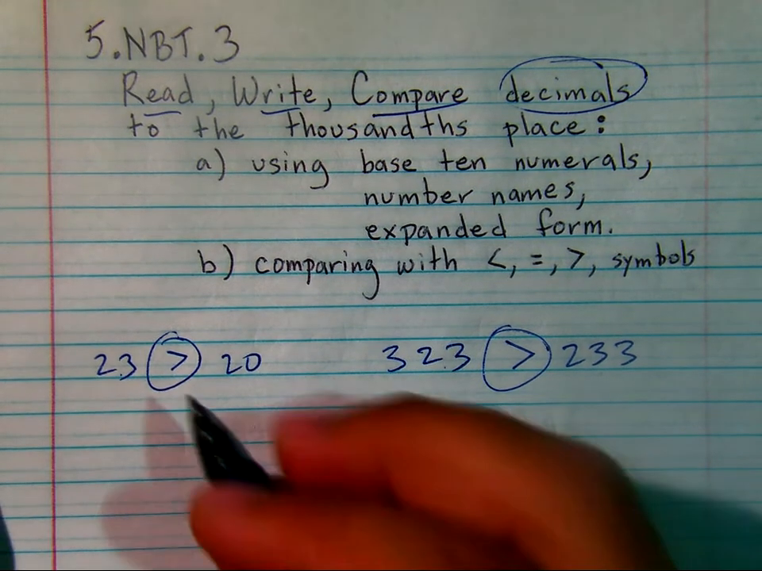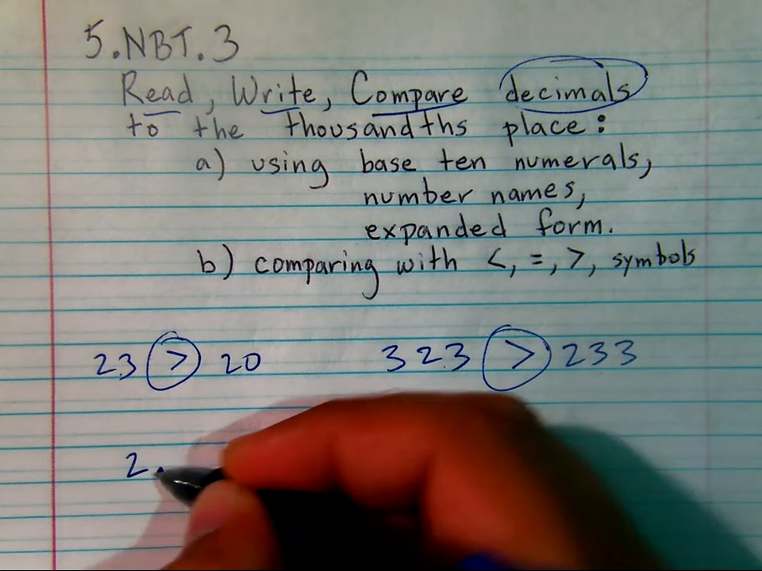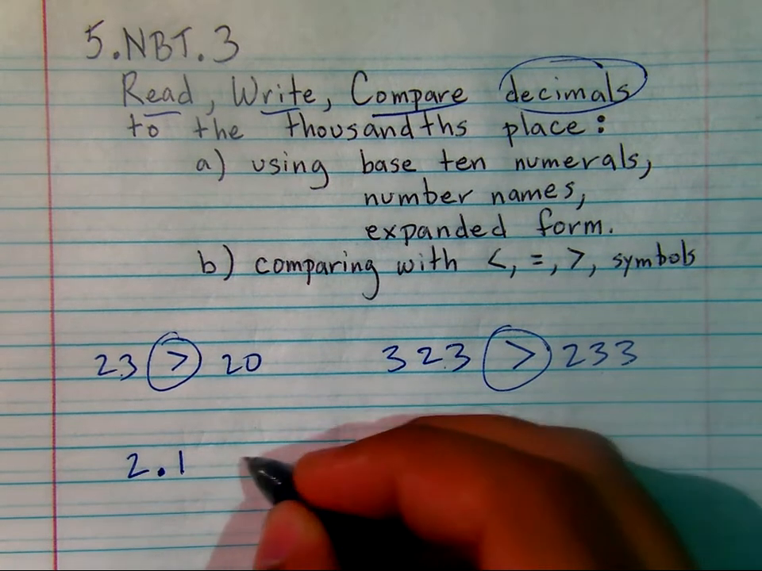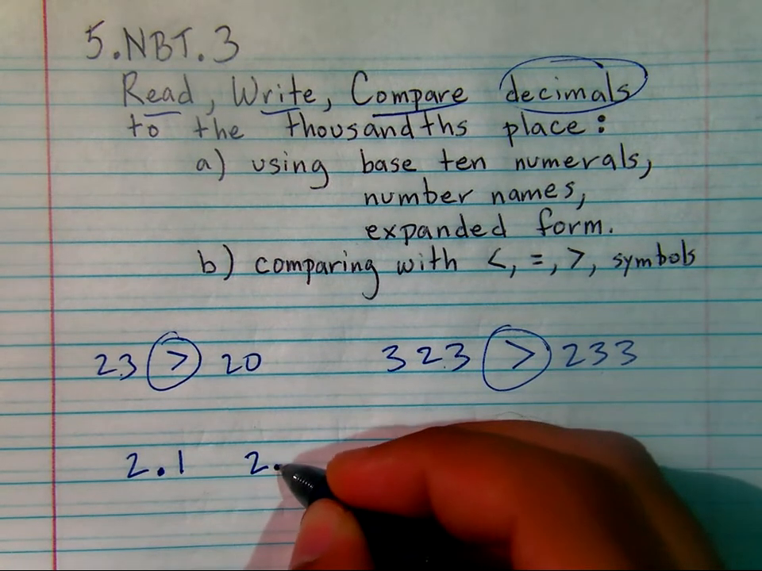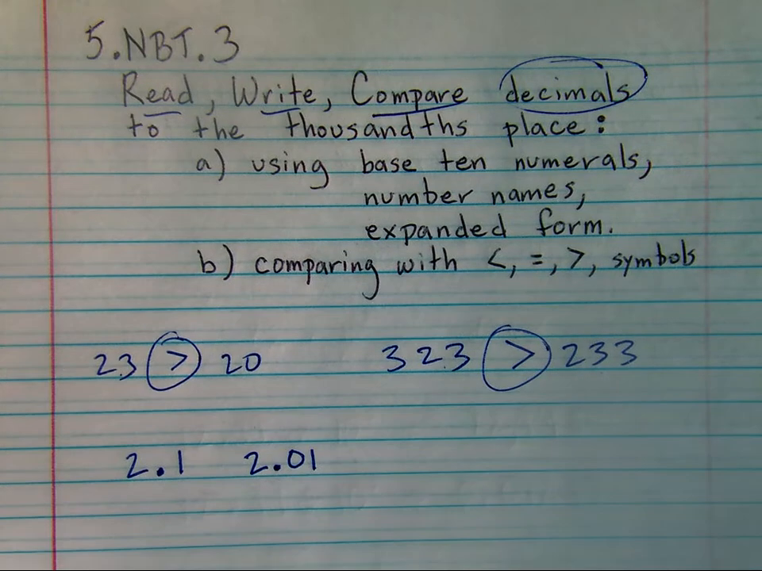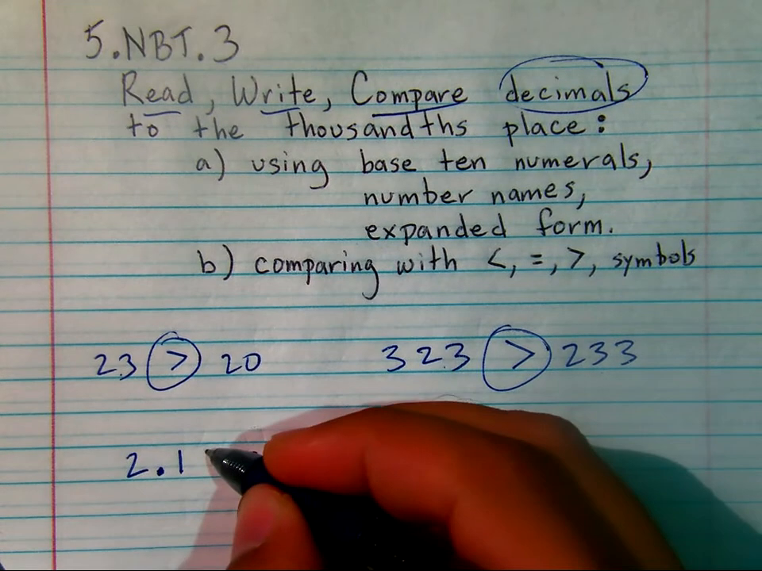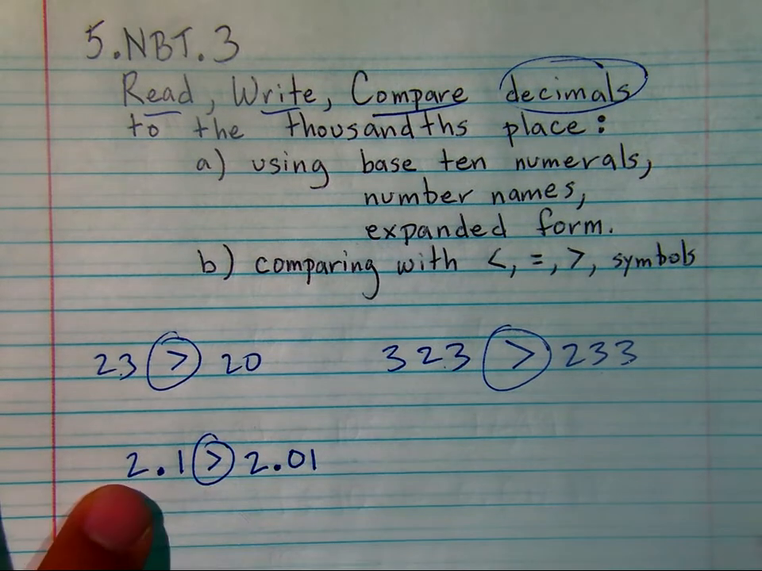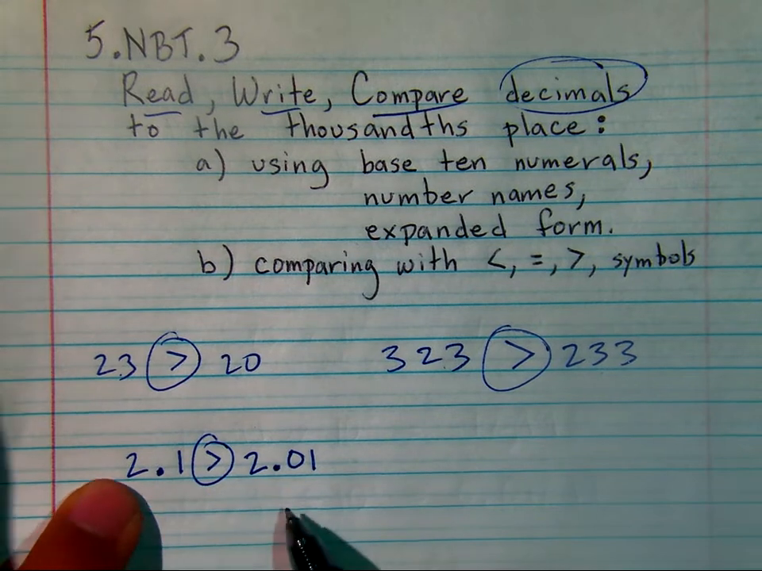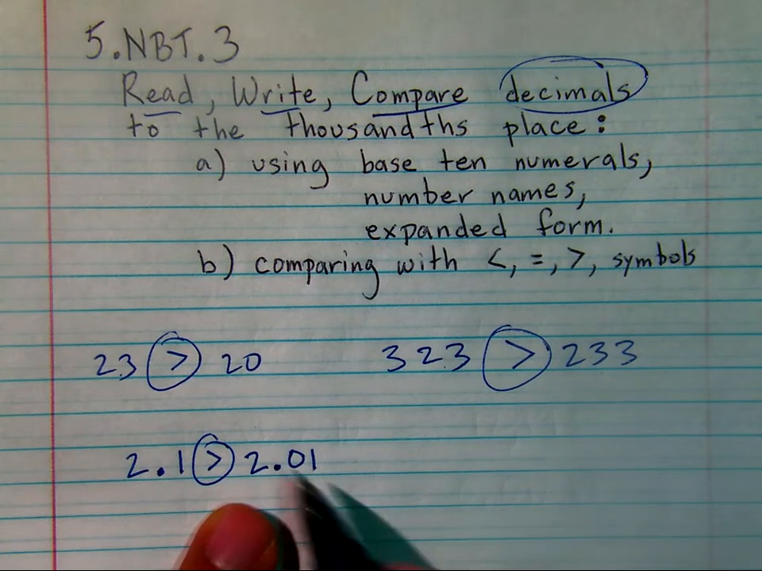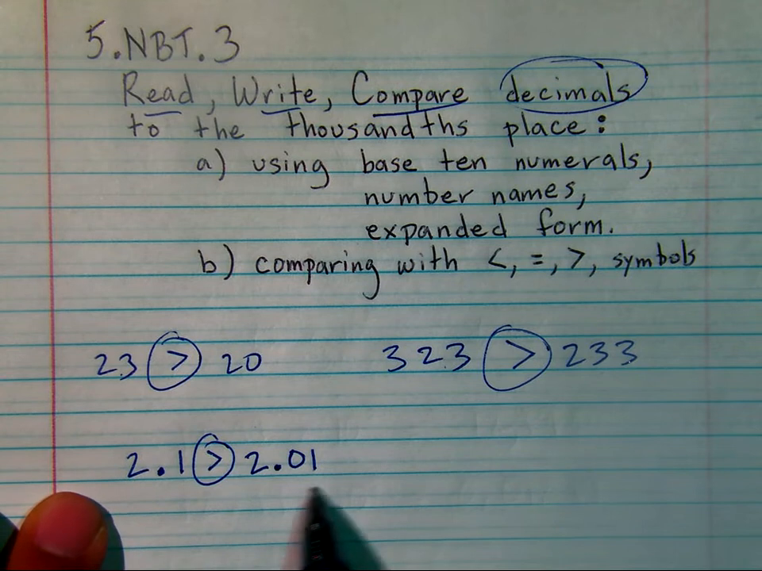But then in 4th grade they started to introduce numbers like tenths, so 2.1, and hundredths even, 2.01. Which one's bigger? This one is. 2.1, 2 and 1/10, is larger than 2 and 1/100. So you should have a foundation in 4th grade.